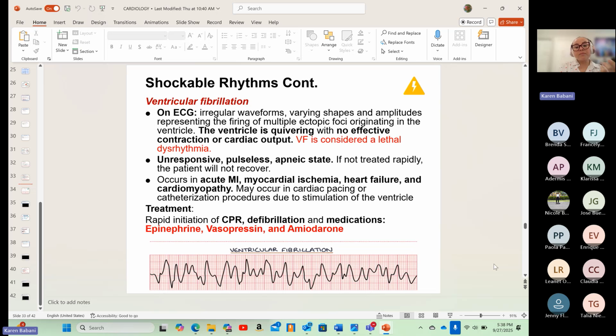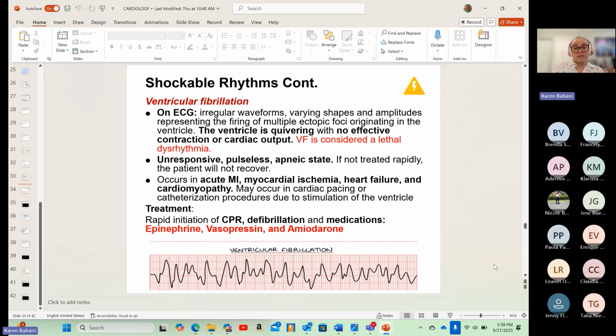Myocardial ischemia, heart failure, and cardiomyopathy. All of these are patients who are at risk of developing this. This can happen while they're putting in a pacemaker or while you're pacing a patient. And like I said, it can also happen during or after a catheterization, because again, there was an insult to the heart in those procedures. Someone went in there and messed with it, and that makes it more likely to happen.